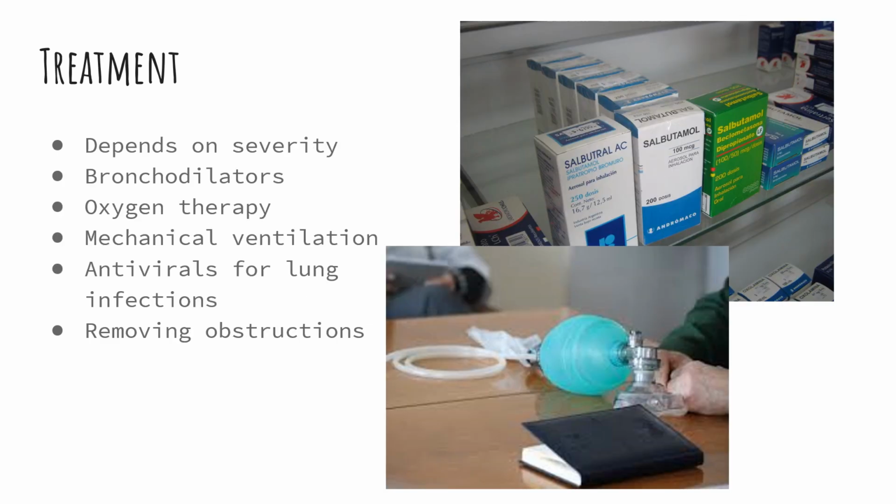Treatment for respiratory acidosis depends on the severity and underlying cause. It may involve improving lung function. Lung function can be improved through bronchodilators or oxygen therapy. In some cases, mechanical ventilation may be necessary to assist with breathing. Additionally, addressing the root cause, such as treating viral infections in the lungs or removing obstructions, is crucial for long-term management.